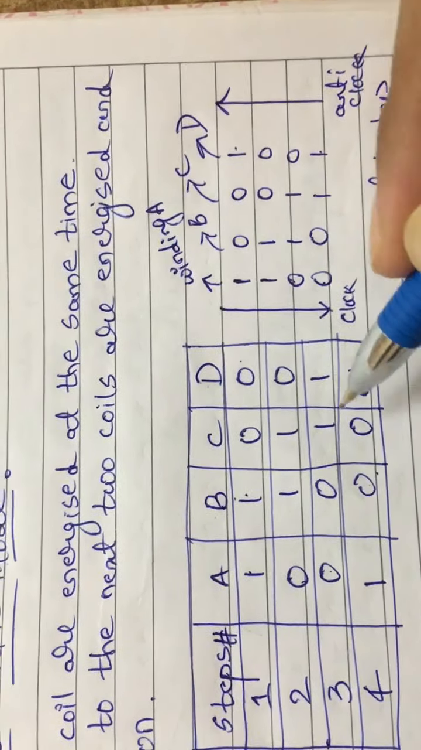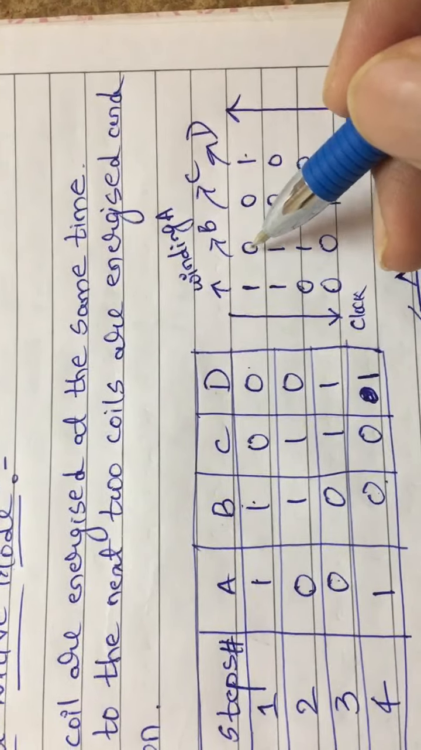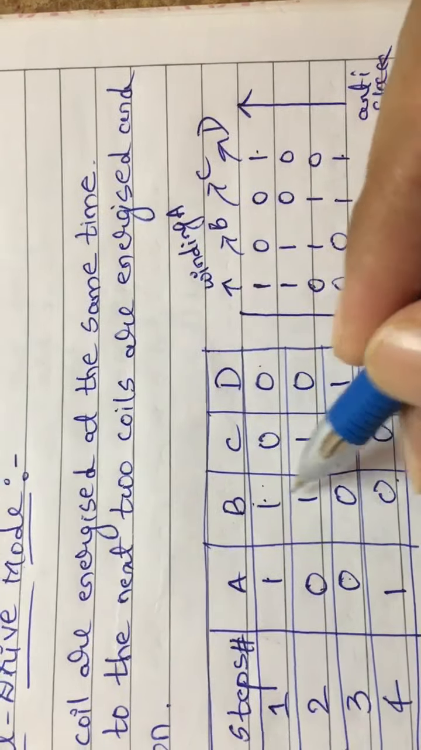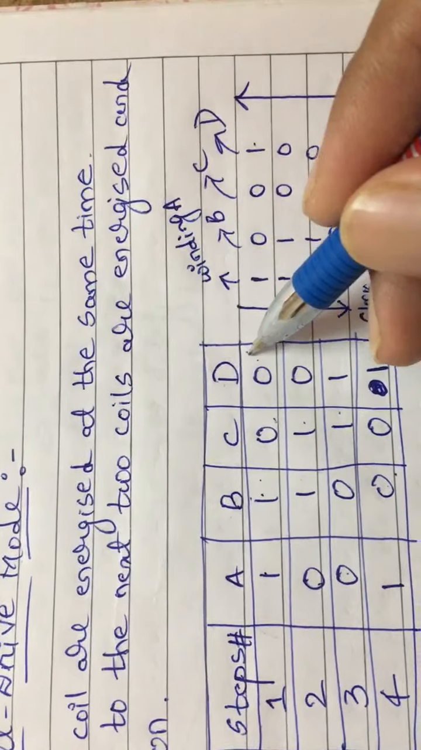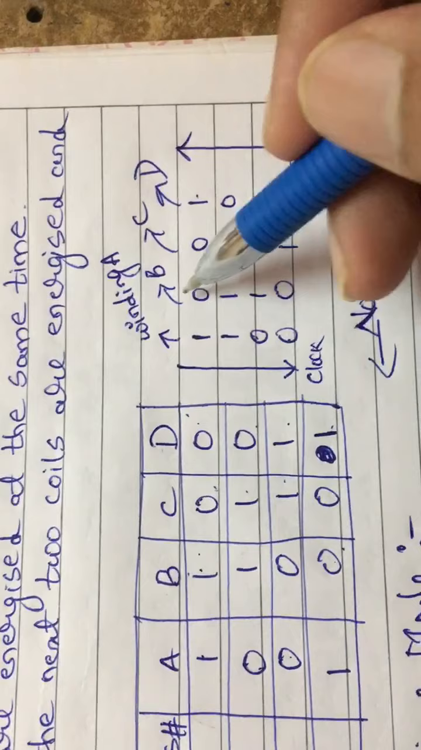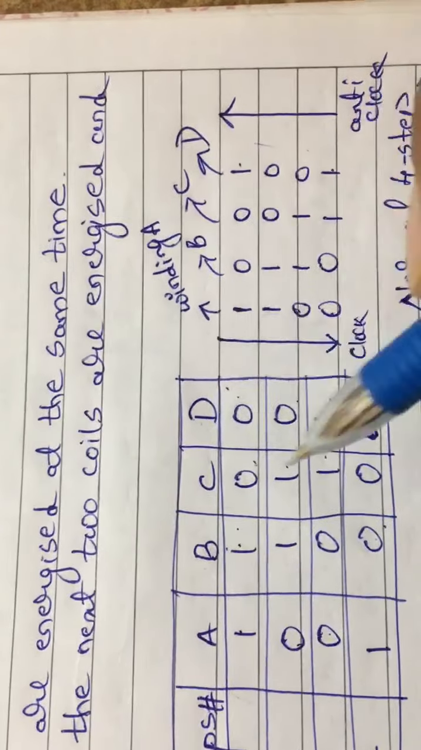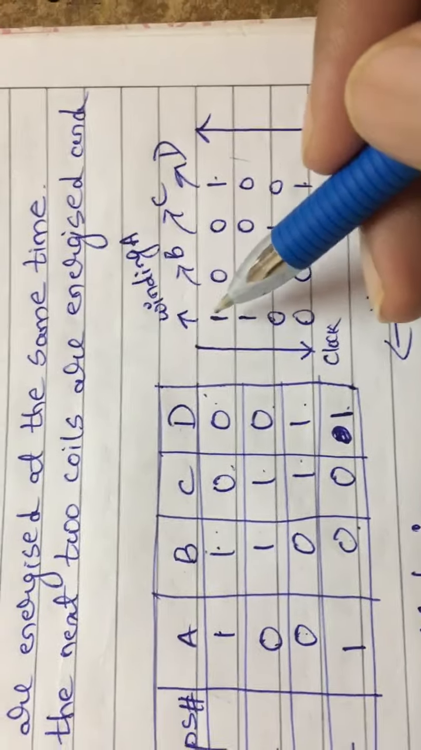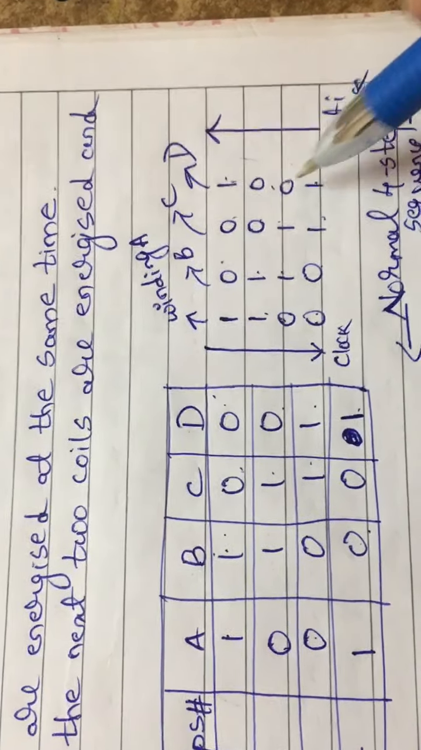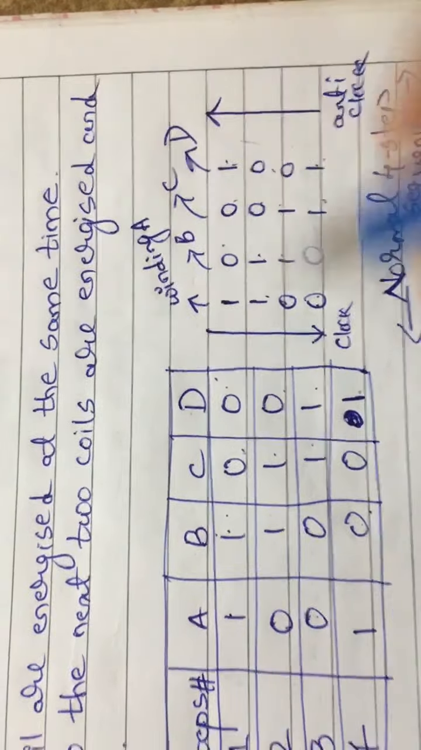Next, winding B. How is winding B written? 0, 1, 1, 0. Next 0, 0, 1, 1. Next 1, 0, 0, 1. So I have written the windings here. Don't worry about this; just go through this video once again and you will get it. 1, 1, 0, 0, 0, 1, 1, 0, 0, 0, 1, 1, 1, 0, 0, 1. With respect to this table I have written this: this is winding A, this is winding B, this is winding C, this is winding D.